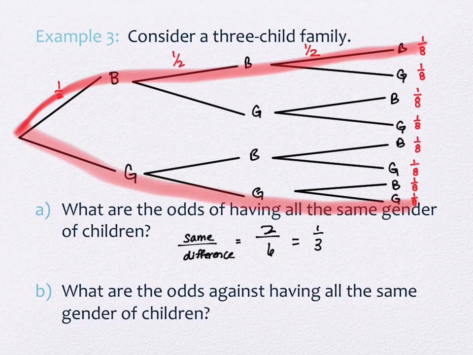So then, what are the odds against having all the same gender of children? You just flip it. So you don't need to calculate anything again, right? These 2 things are reciprocals of one another. So if the odds in favor are 1 to 3, then the odds against are 3 to 1. Okay, does that make sense? We're all good? Okay, let's take a look at the second application in this section.